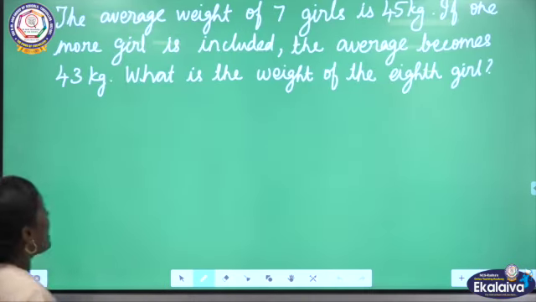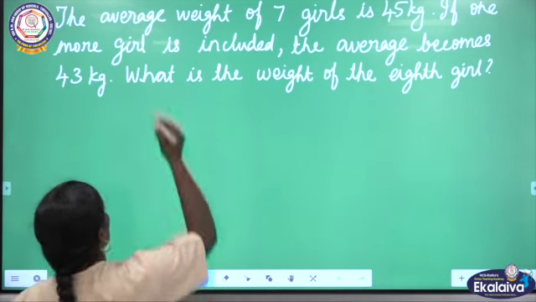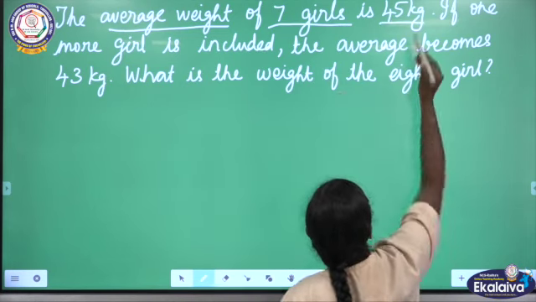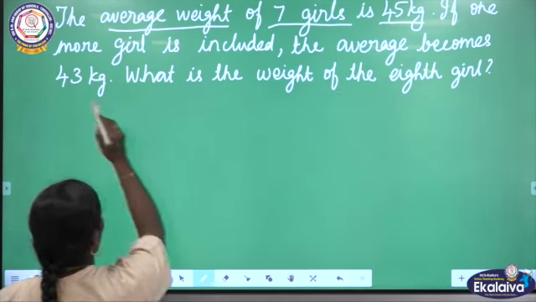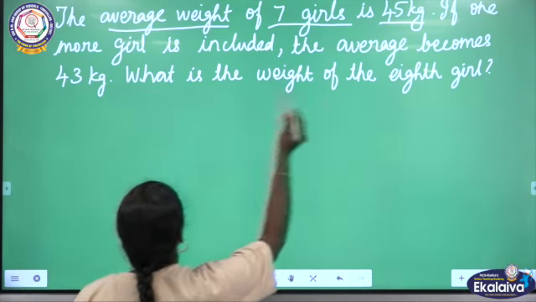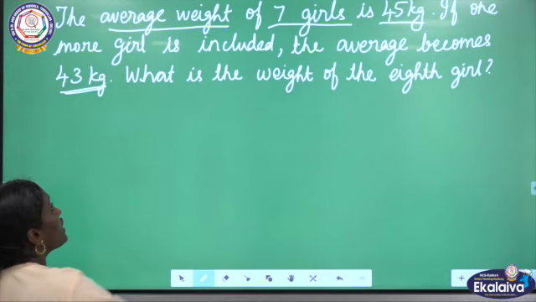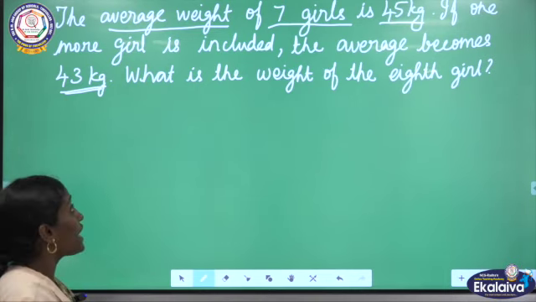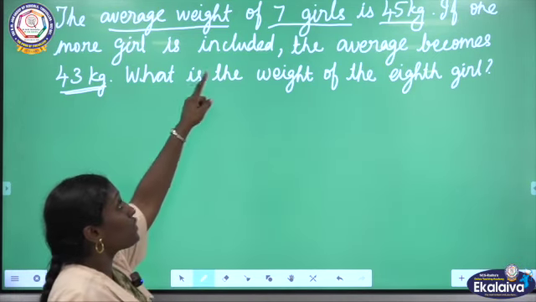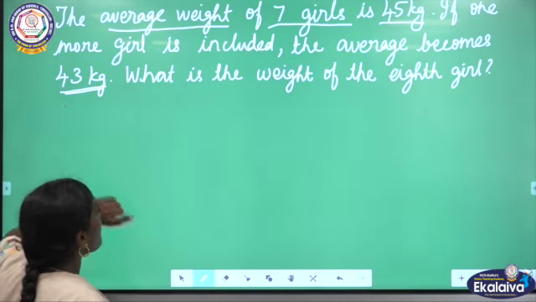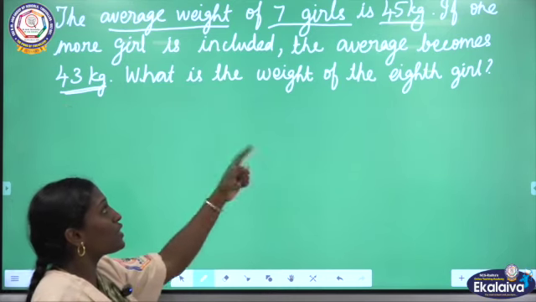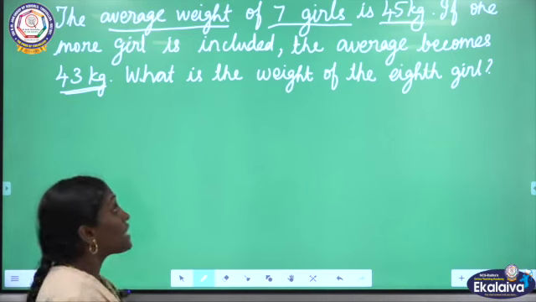Then the next one, average weight of 7 girls. Here average weight of 7 girls is 45 kg. If one more girl is included, the average becomes 43 kg. 43 kg is the average of 8 girls. What is the weight of the 8th girl? Here average of 7 girls is given. Then if one girl is included, this is the average of 8 girls. We are going to find the weight of the 8th girl.